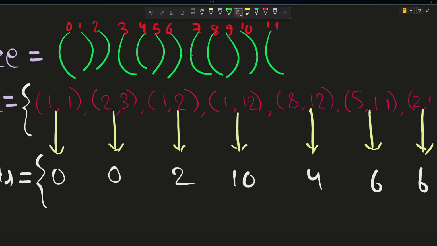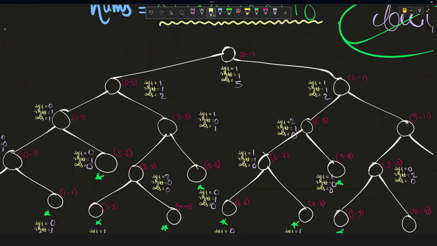So let us start now. This query wants us to calculate for this range, that is from 5 to 11. In 0 based, it wants us to calculate from 4 to 10, right? So L is 4 and our R is 10. So we want to calculate for this range.